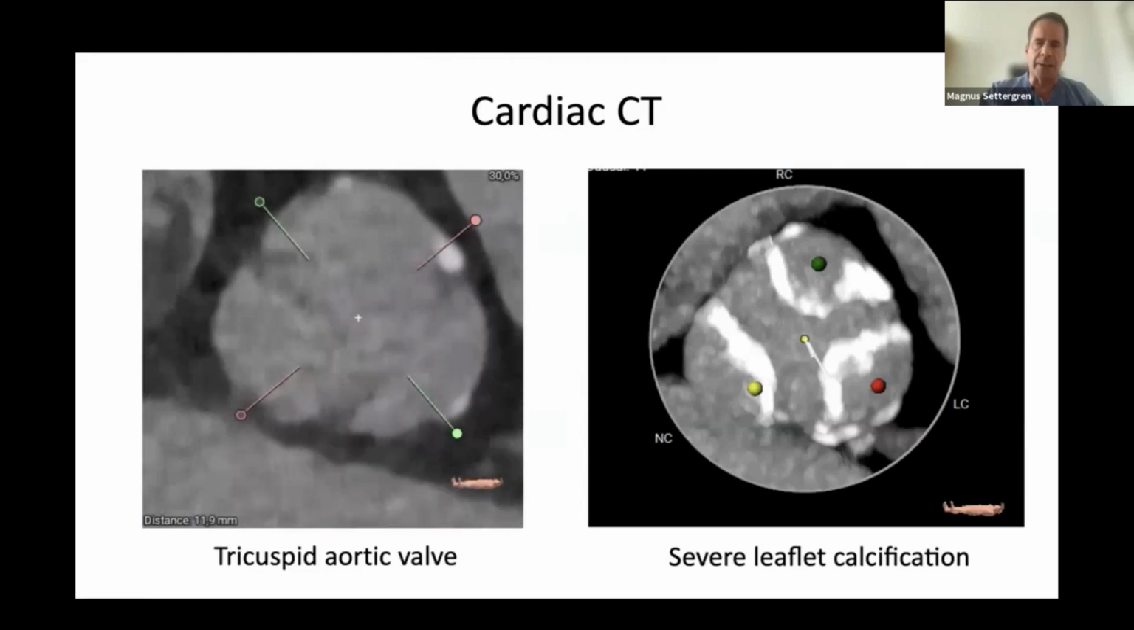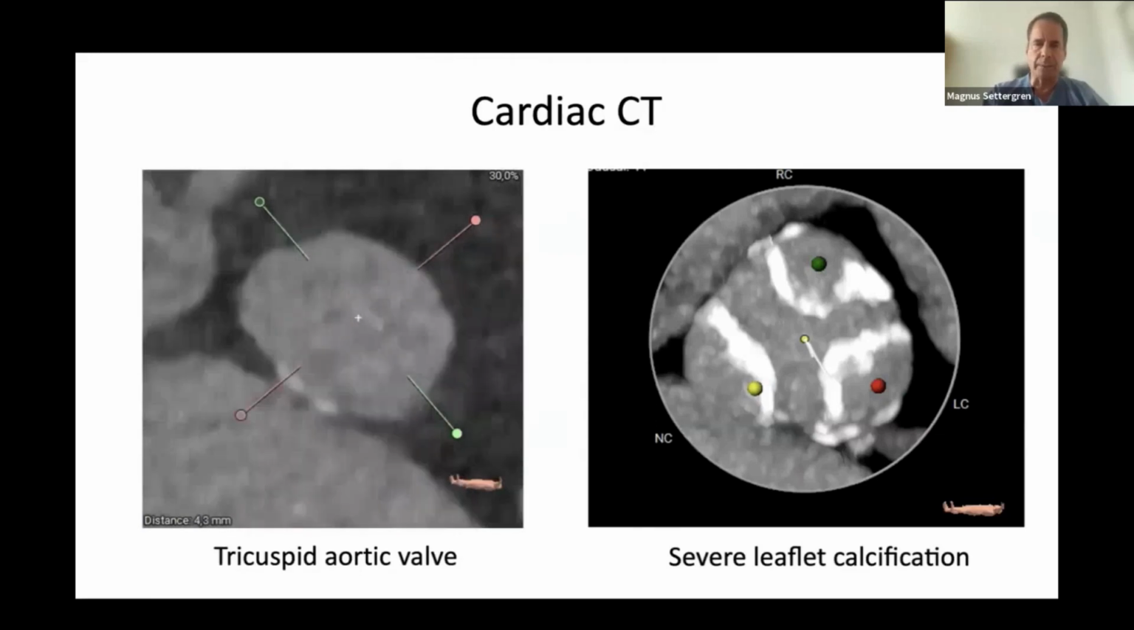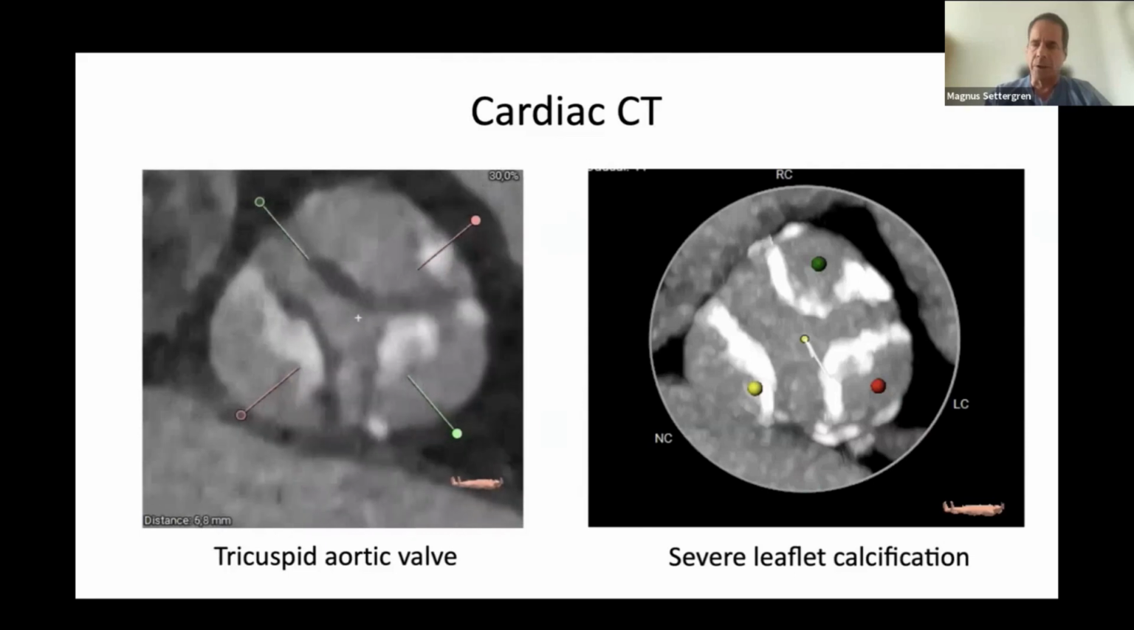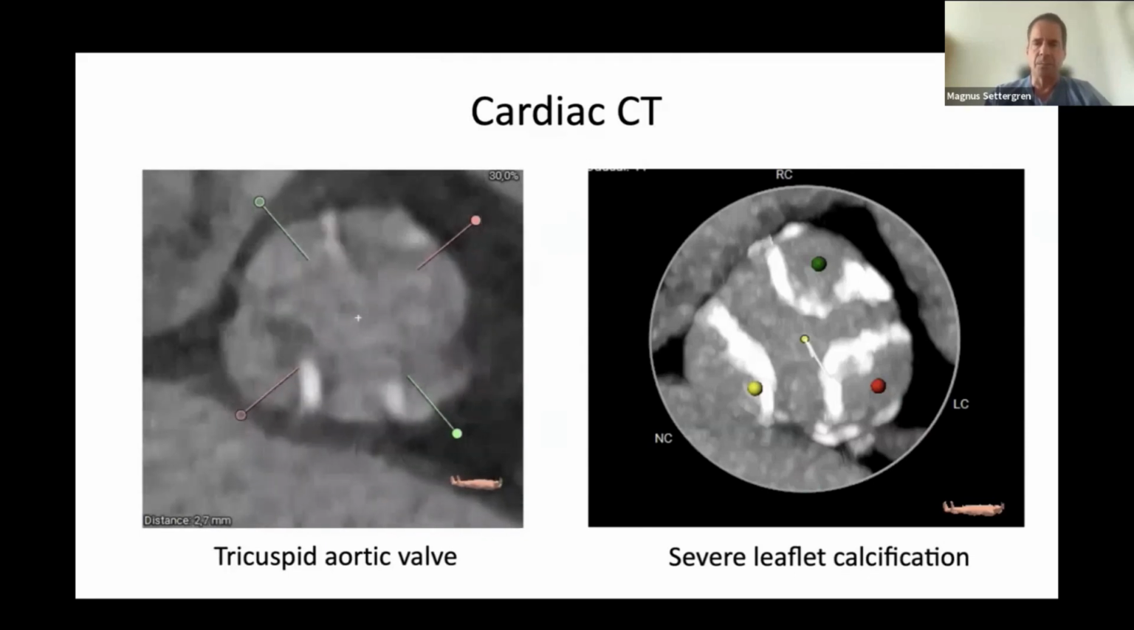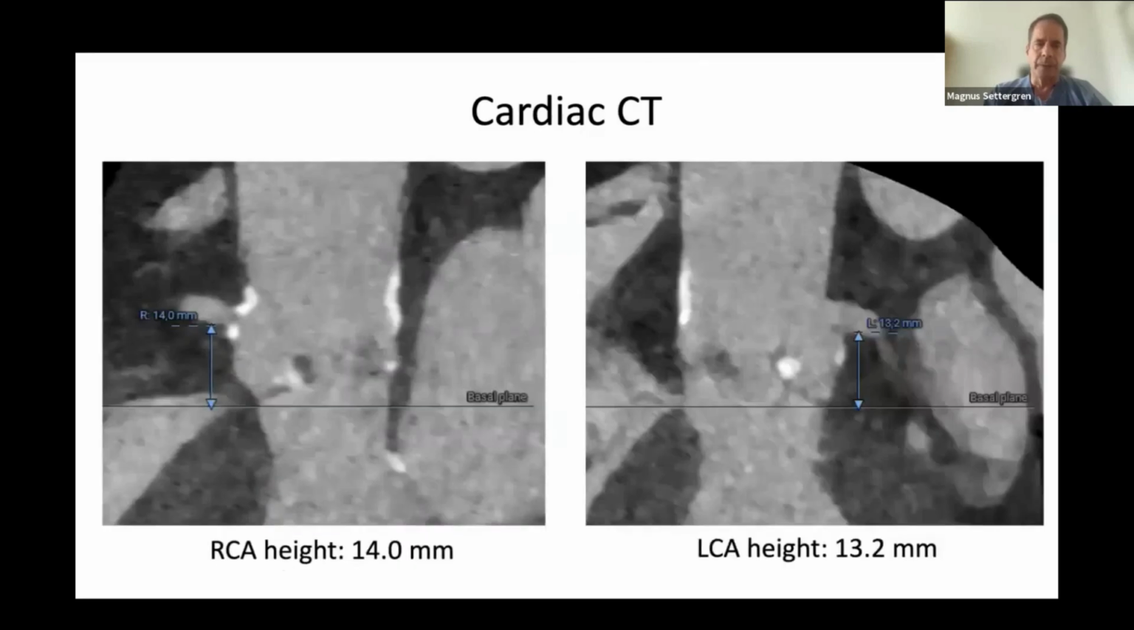Severely calcified leaflets, and primarily at the leaflet tip. Not a lot of calcium at the annulus, actually. And as you can see here, we have a good takeoff of the coronaries, both right and left. There are some calcifications at the ostium of the right coronary. Left looks fine. And we can also again see the calcification at the junction of the STJ.